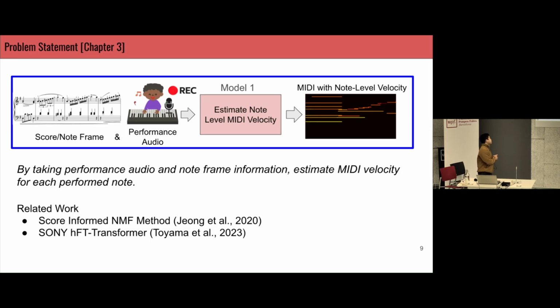Let's define the problem clearly. By taking performance audio and note frame information, estimate MIDI velocity for each performance note. This topic was previously researched by these people, and Dr. Jung, who is the jury here today, also tackled this problem previously. And there's also another paper that tries to detect MIDI velocity by the DNN method.